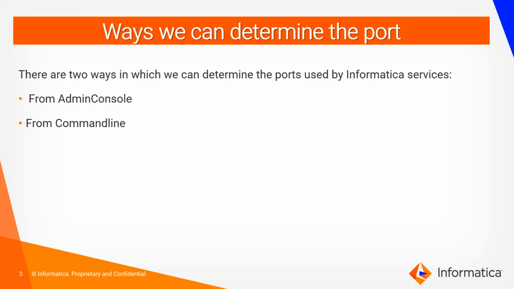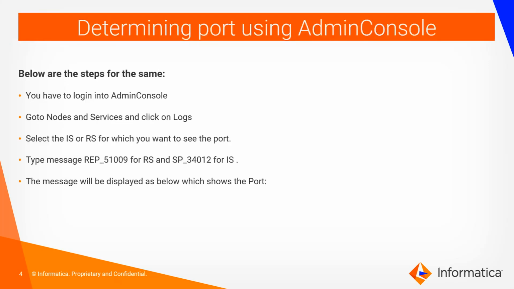So now we will see how we can find the same. There are two ways. First one is to find it from the admin console, and the second is to find it from the command line. We will see both these steps one by one. Determining port using admin console: for this, you have to log into your admin console, go to the log section, and then select the corresponding Integration Service and Repository Service. We have proper message codes which are written while RS or IS is started. We'll use the same codes to find the port number of the services.